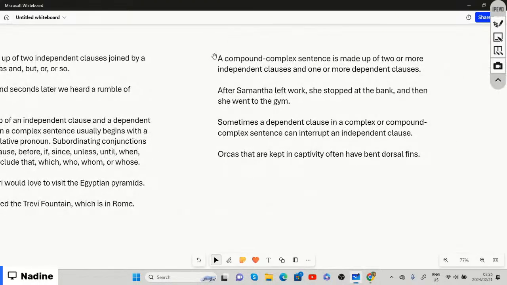All right, then lastly, we have a compound complex sentence. A compound complex sentence is made up of two or more independent clauses, clauses that can stand on their own, that express a complete thought, and that have both a subject as well as a predicate. And a compound complex sentence has one or more dependent clauses. And remember, a dependent clause cannot stand on its own.